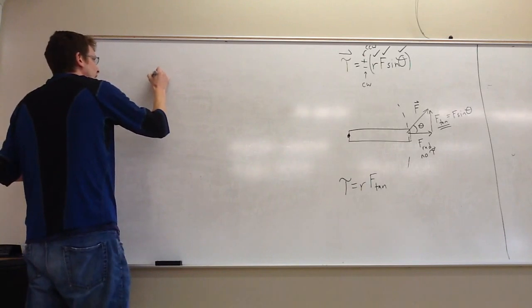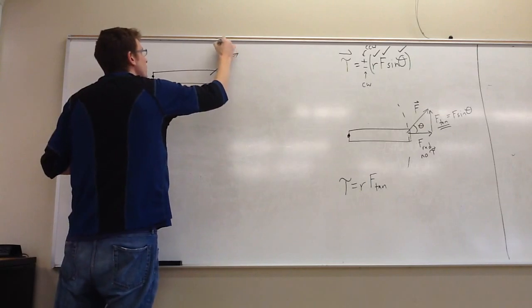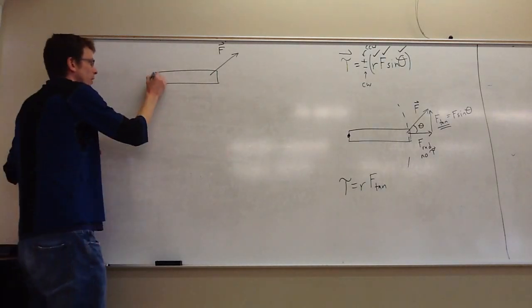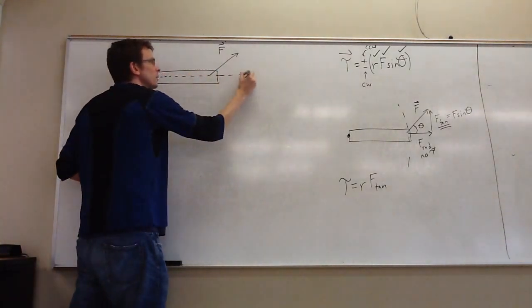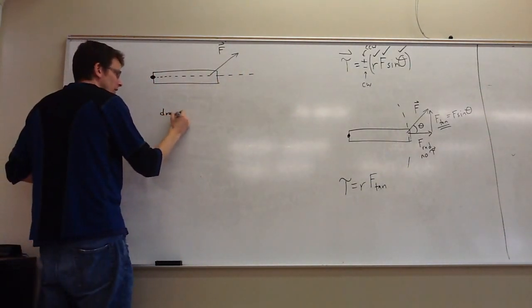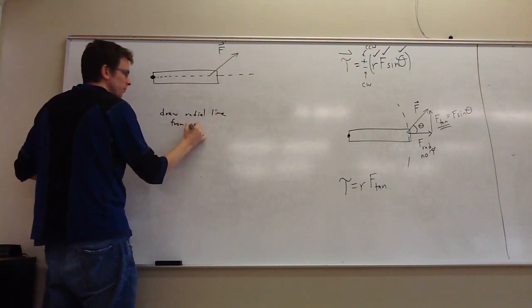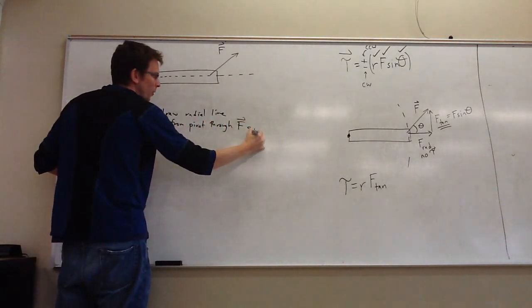So if you have, I keep on picking on the door here, if you have a system like this, you know the pivot, you know the force. What you do to get the angle is you draw a line, a radial line, from the pivot through the force application point like this. Okay, so let me write down this prescription. So draw a radial line from the pivot through the force application point.